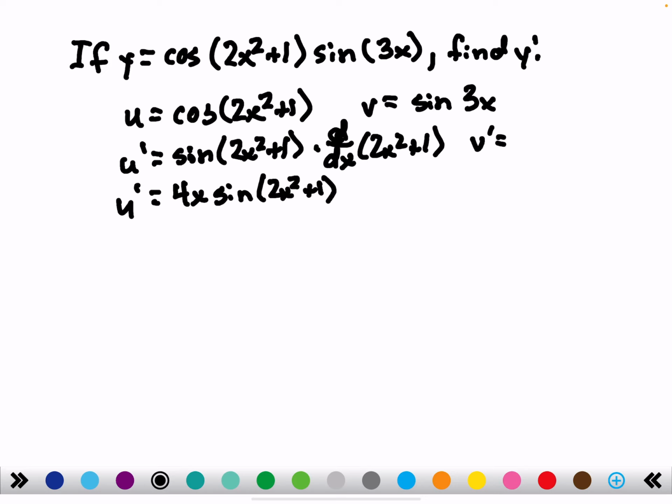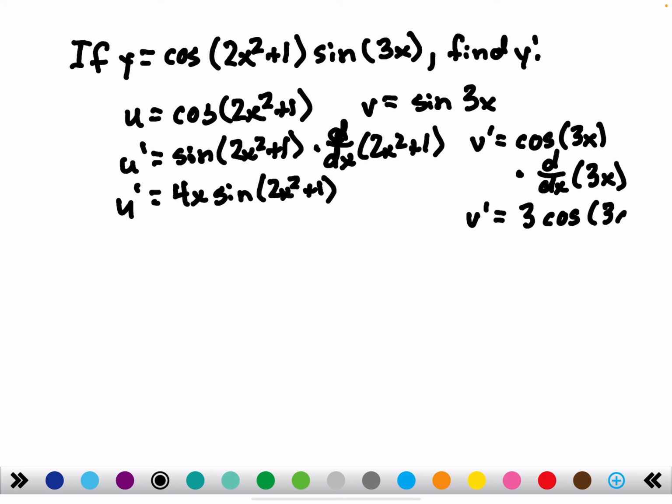Now the derivative of sine is cosine, so initially that's the cosine of 3x times the derivative with respect to x of 3x. Just remember, when any argument or exponent is also differentiable, you also have to multiply the original function times the derivative of that other part that is differentiable. So this gives v prime, the derivative of 3x is 3 cosine of 3x.